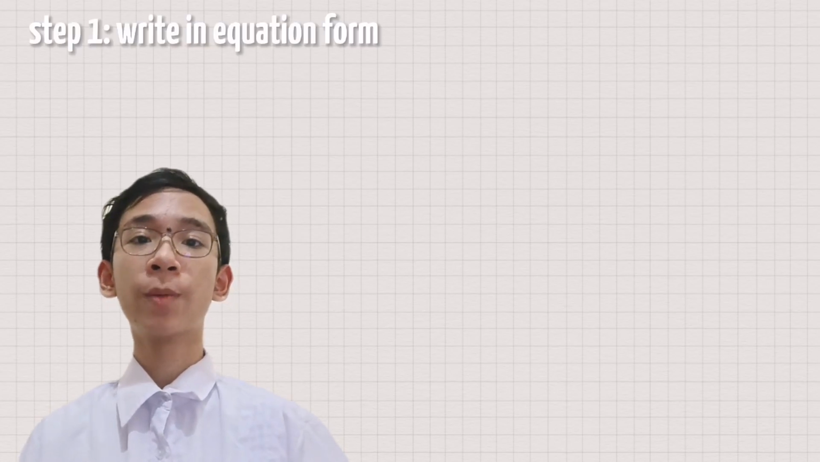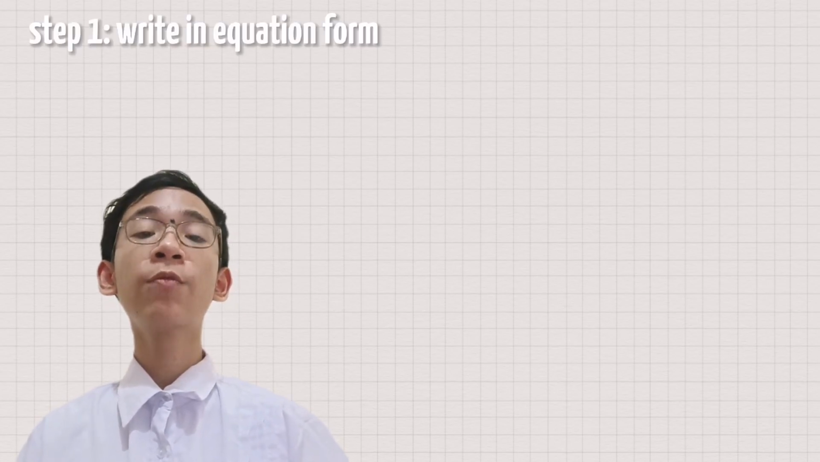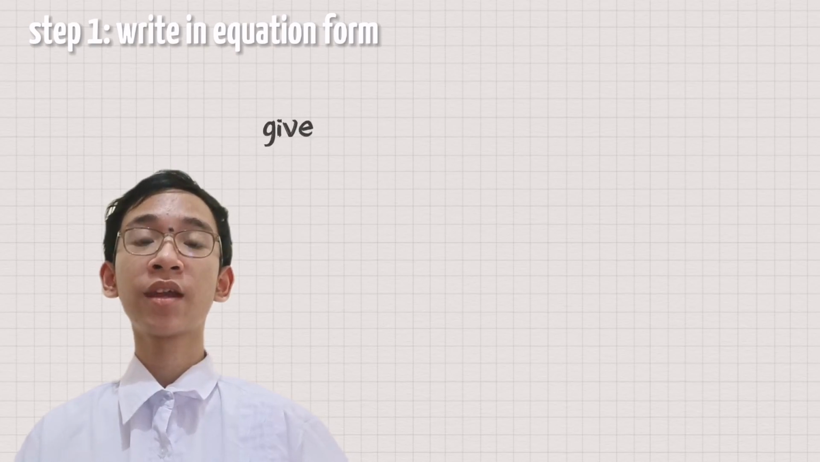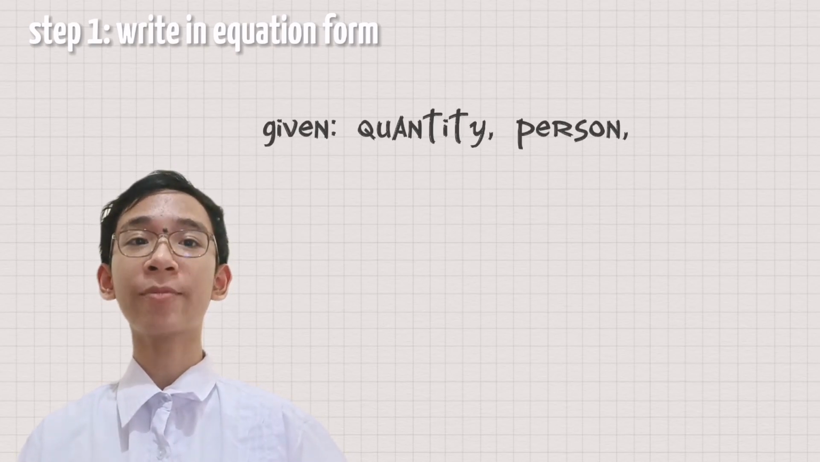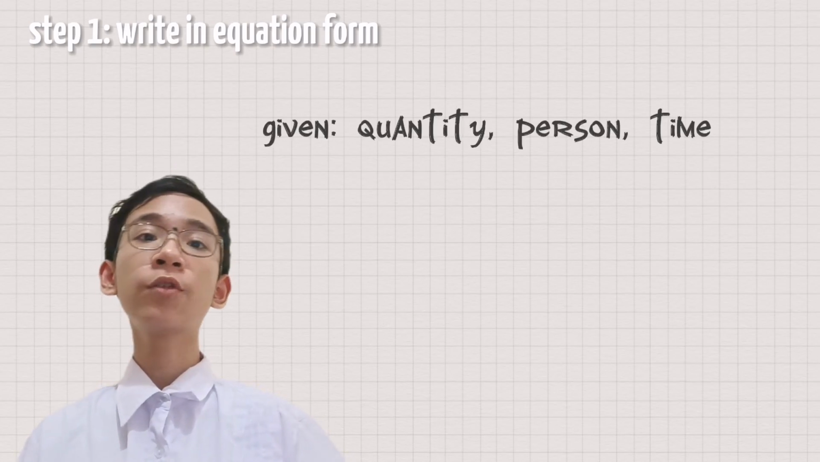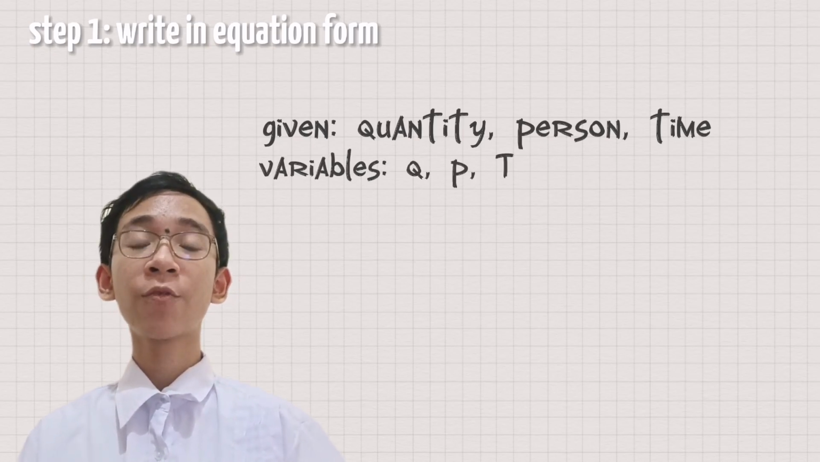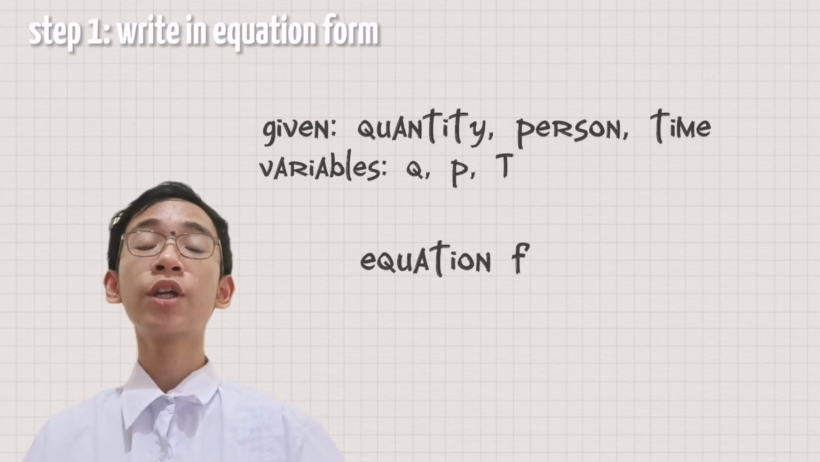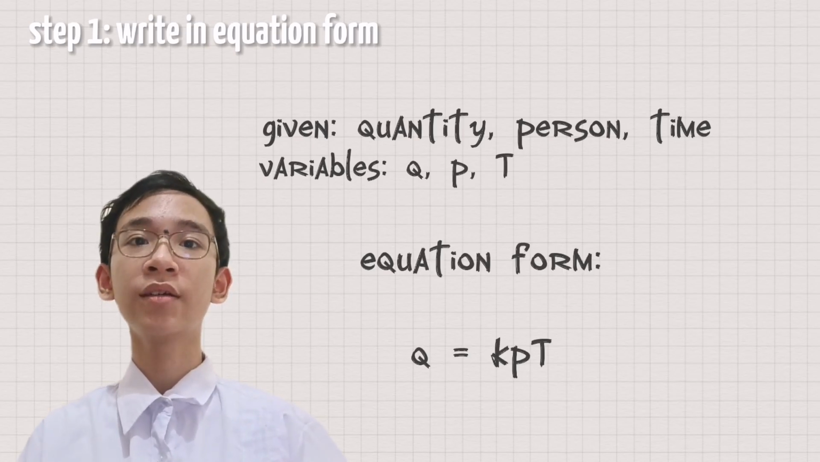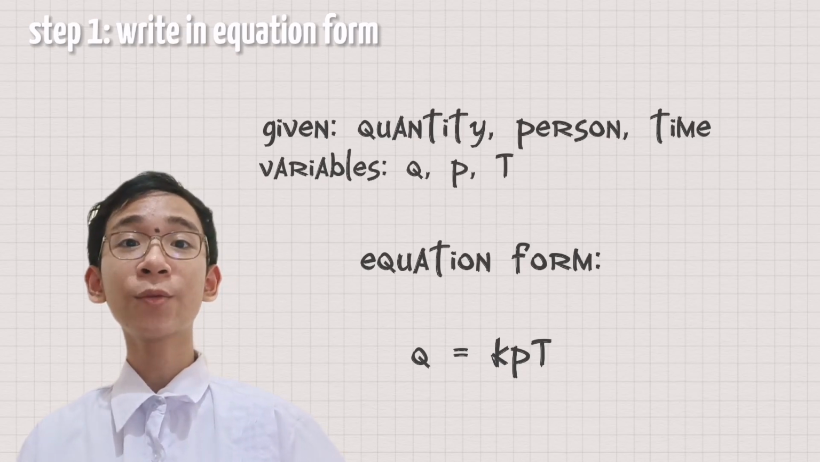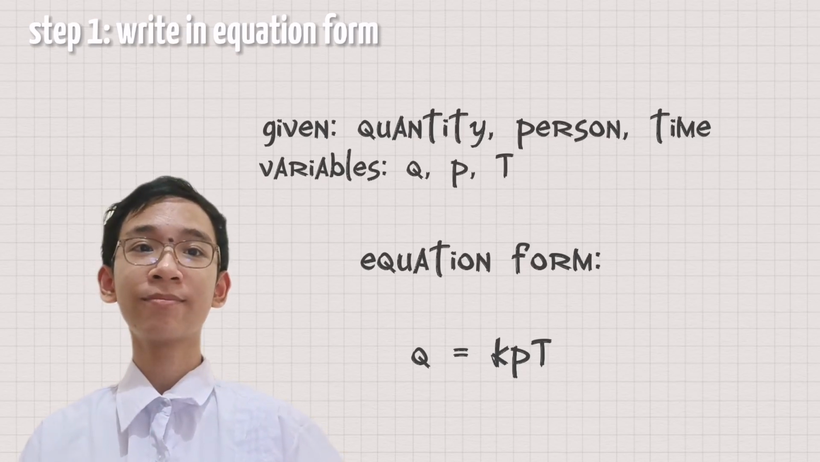For our first step, we need to write it in equation form. We have 3 givens, therefore we have 3 variables: the quantity, person, and time. Transform them into variables, and we'll get Q, P, and T. For the equation form, it is now Q is equal to KPT. The K is the constant and it's important. And just like that, we have our equation.